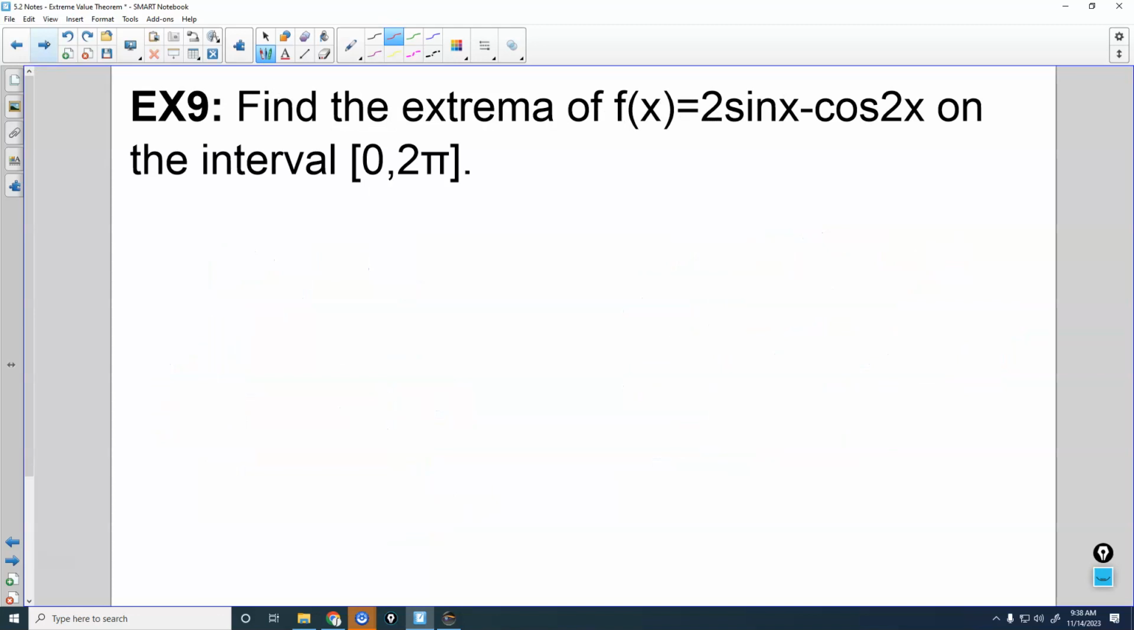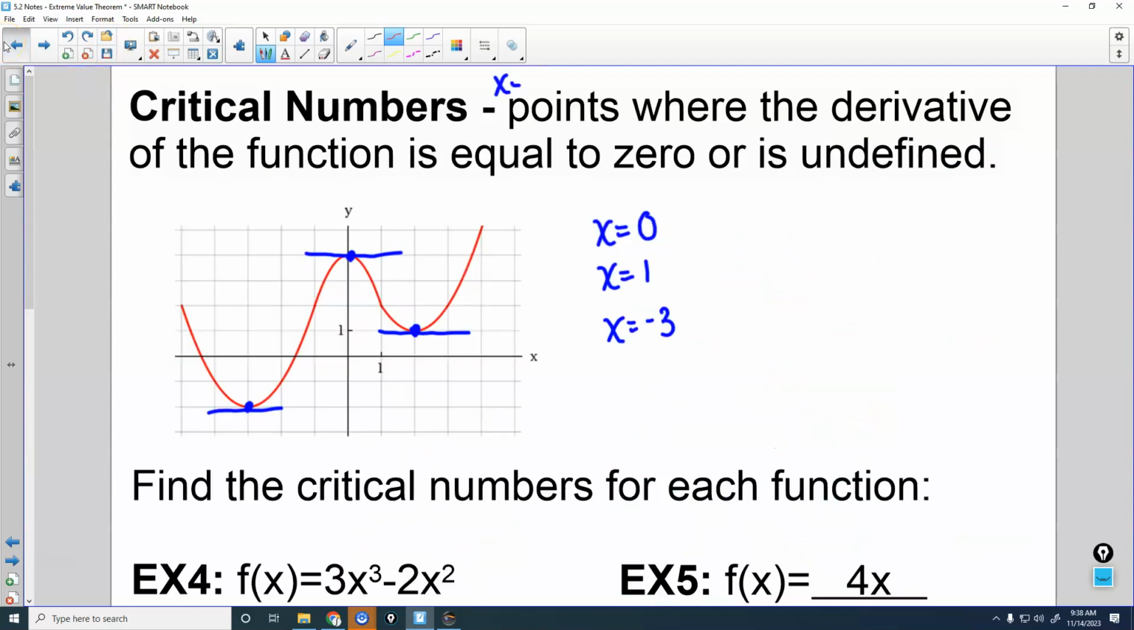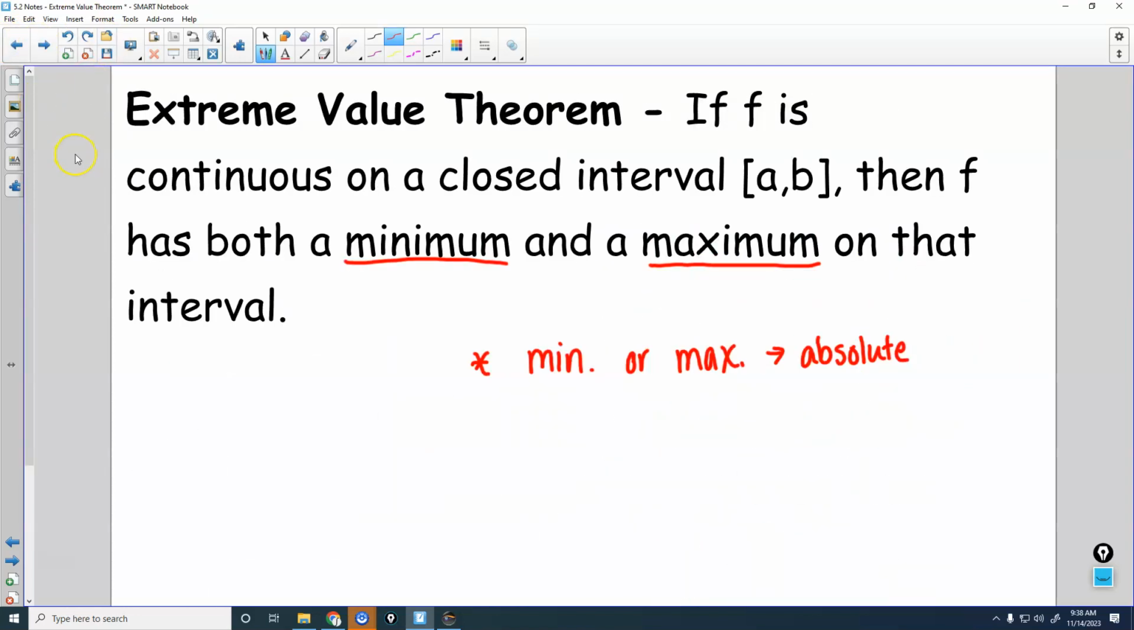All right, we are going to skip 9. We're going to look briefly at 10. Which of the following functions of x is guaranteed by the extreme value theorem to have an absolute maximum on the interval from 0 to 4? Extreme value theorem, whenever it was way back here, what were the conditions for the extreme value theorem?